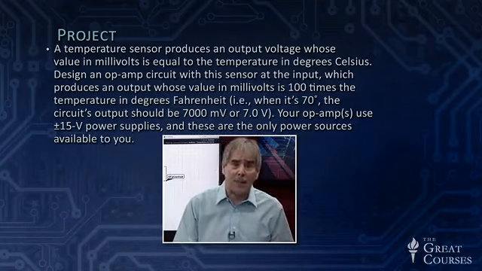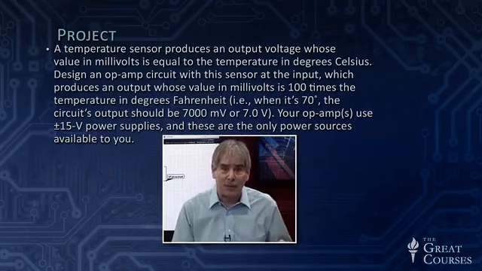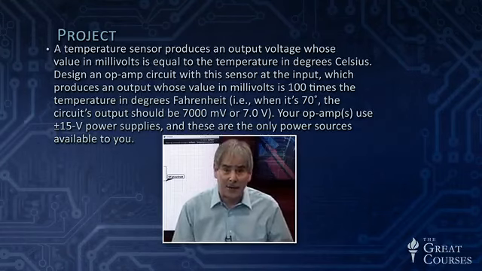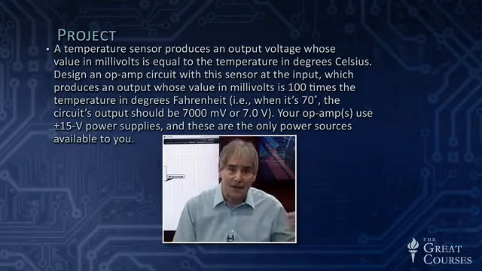You're to design an op amp circuit with this sensor at the input, which produces an output whose value in millivolts is 100 times the temperature in Fahrenheit. That is, when it's 70 degrees outside or inside or whatever the sensor is sensing, the circuit's output should be 7,000 millivolts or 7.0 volts.